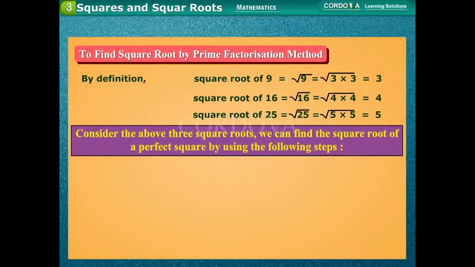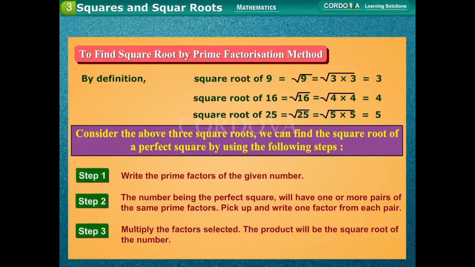Consider the above three square roots. We can find the square root of a perfect square by using the following steps. Step 1. Write the prime factors of the given number. Step 2. The number being a perfect square will have one or more pairs of the same prime factors. Pick up and write one factor from each pair. Step 3. Multiply the factors selected. The product will be the square root of the number.